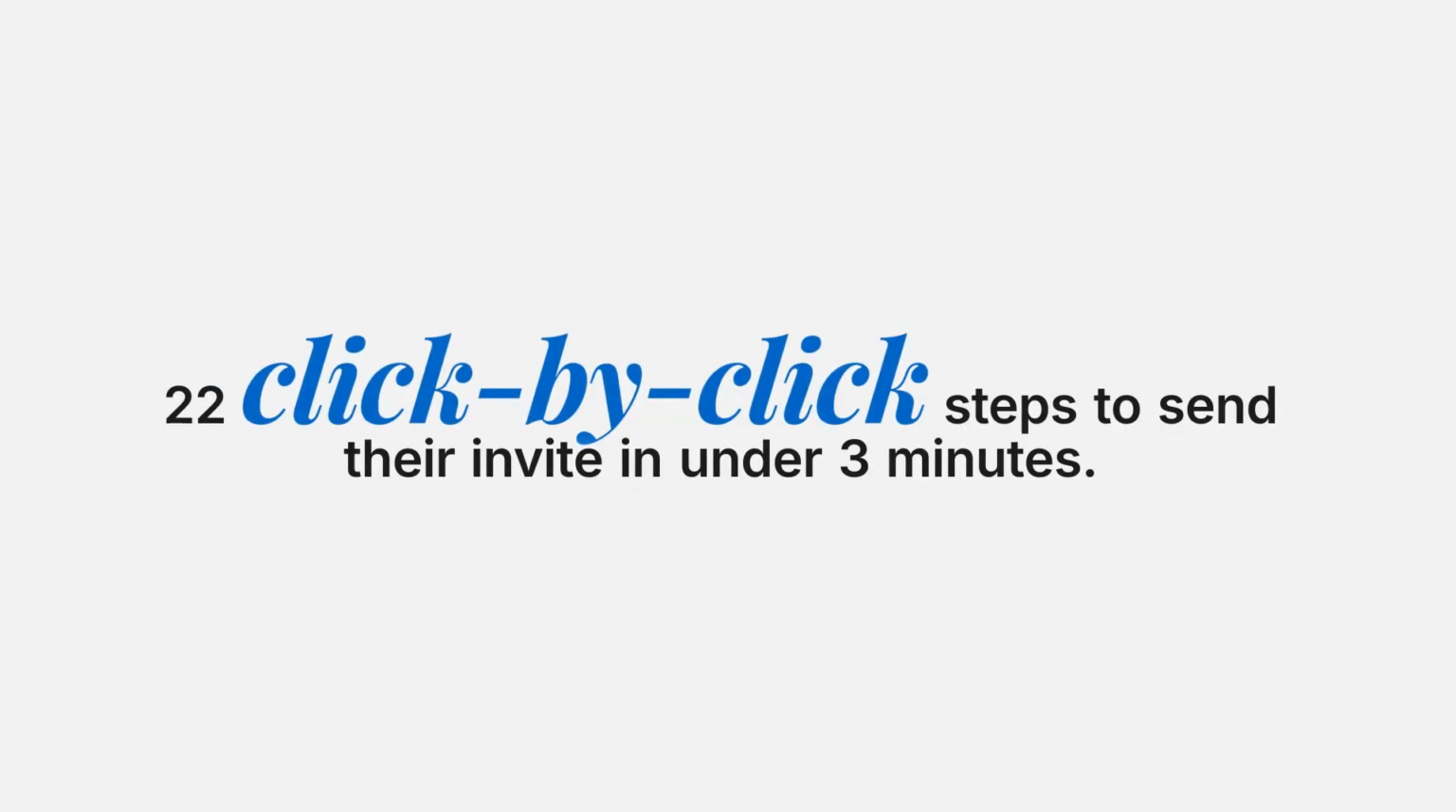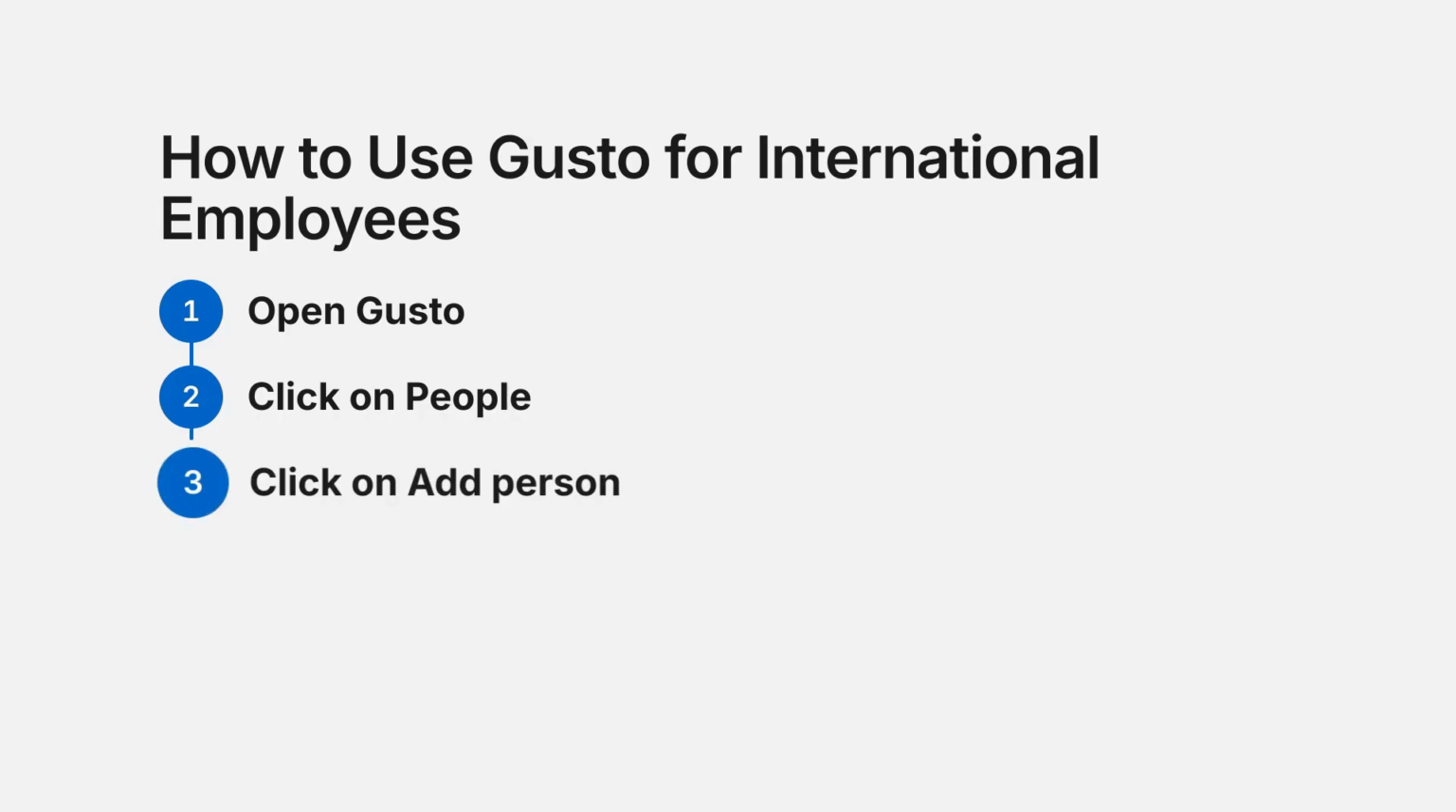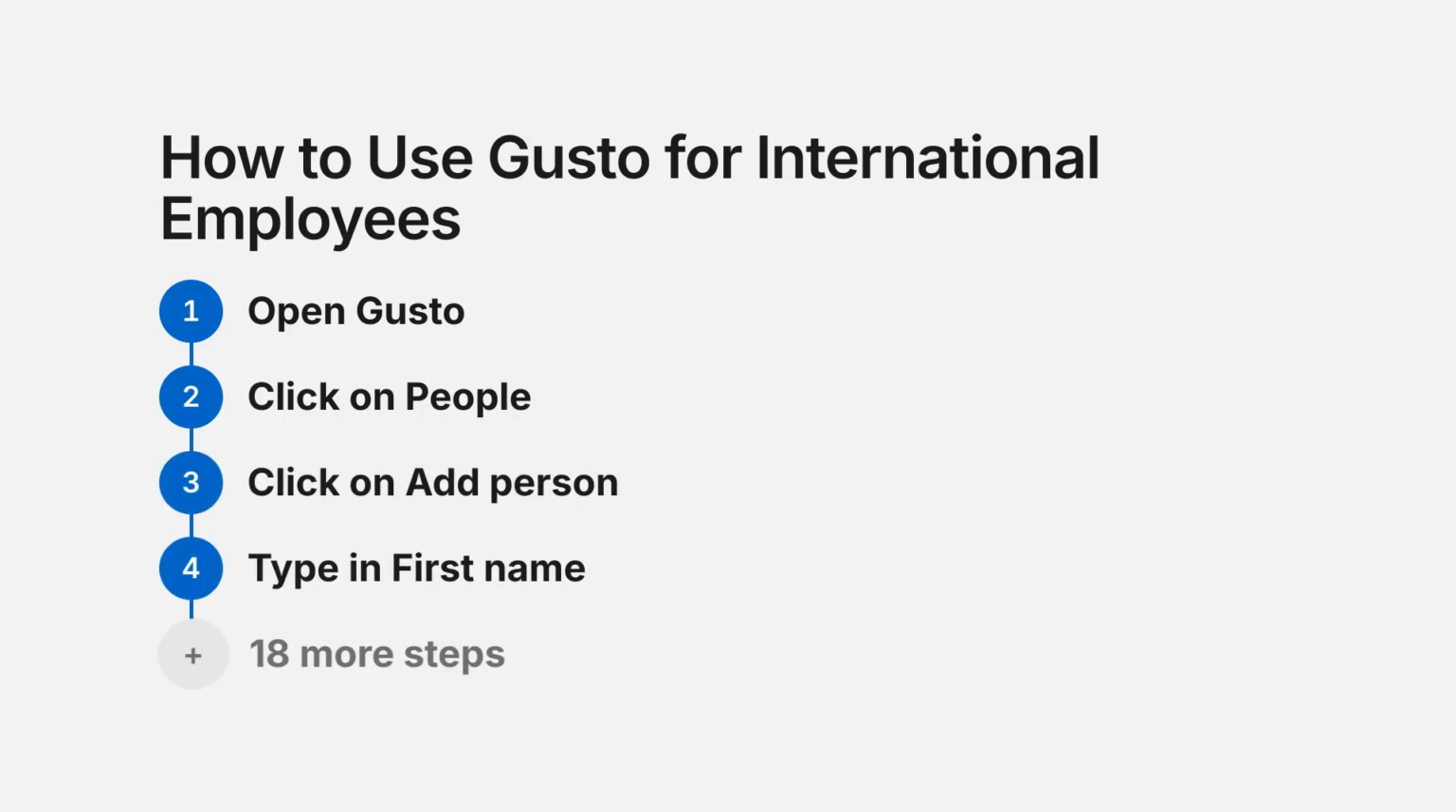Are you trying to add an international employee in Gusto but stuck on US-only fields? Follow these 22 click-by-click steps to send their invite in under 3 minutes. First, you'll add the person as an employee. Then, enter their country and contact info, set up the work address and start date, configure their pay, and finally send the invite.